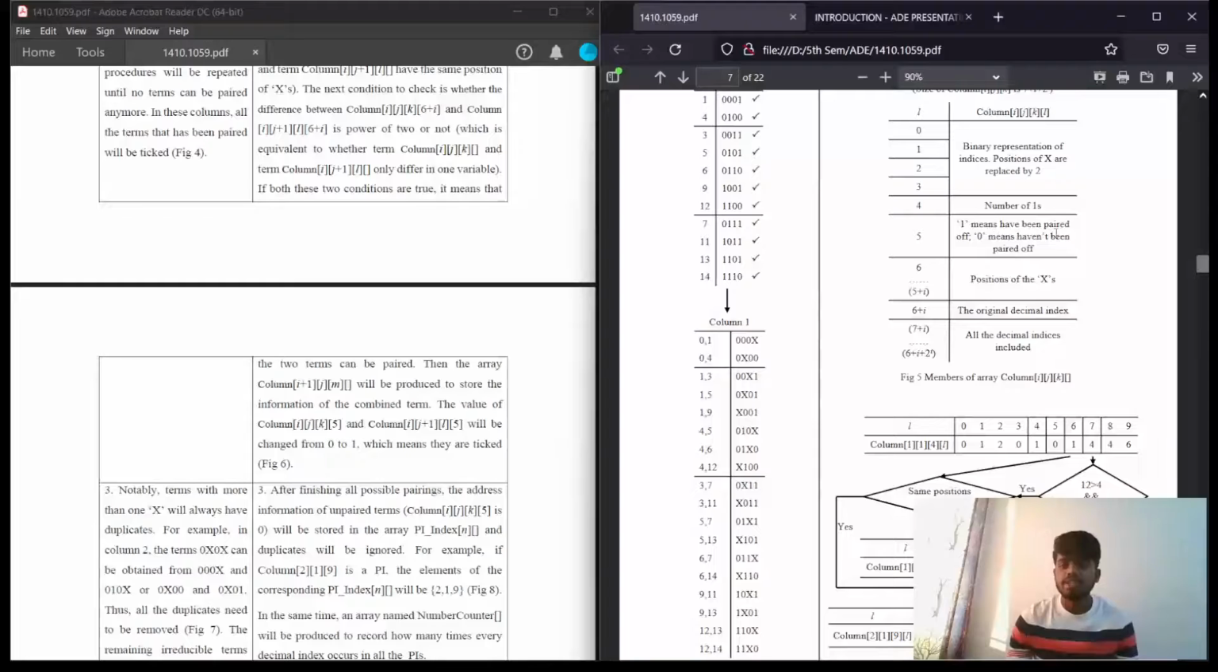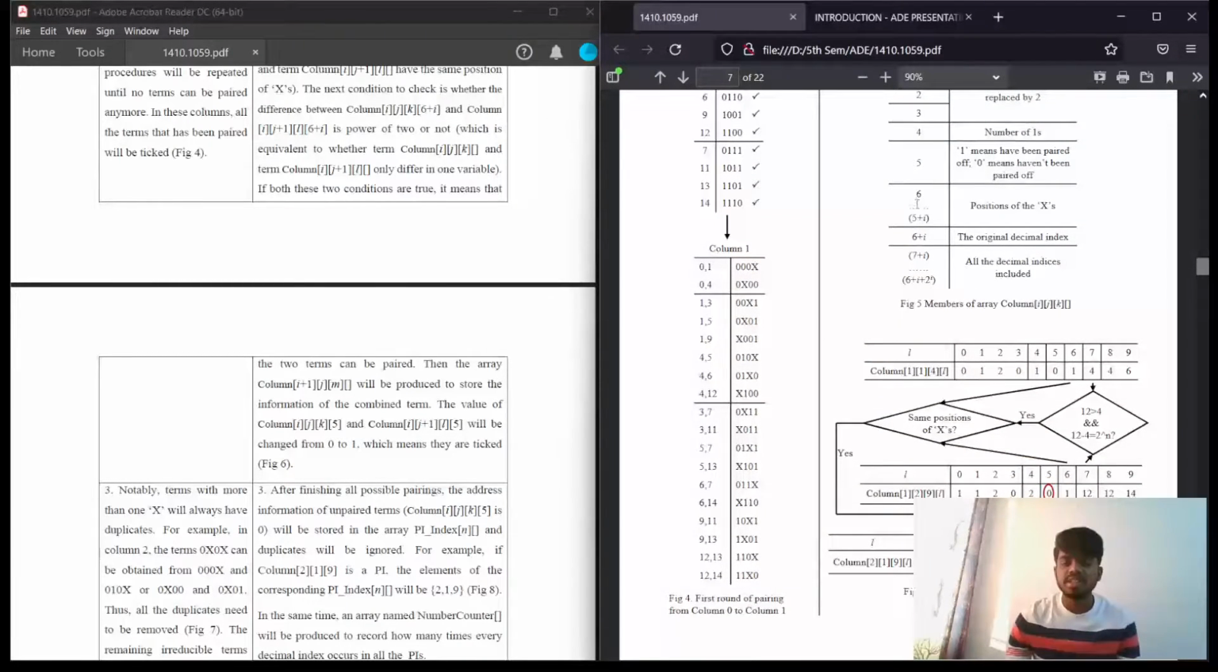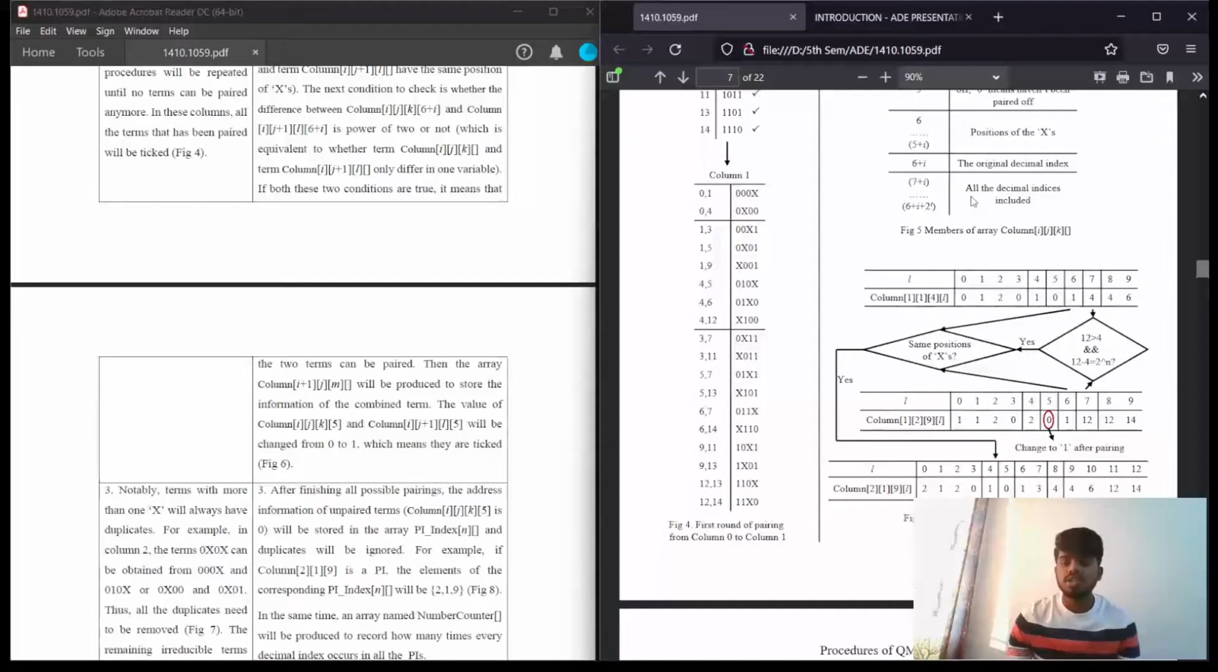And the fifth place is like what you would have studied in computer organization. If the bit is set to 1, it means the process has occurred; if it is 0, it means the process has not yet occurred. The same way here, if the value is 1, it means it has been paired. If the value is 0, it has not been paired. Then the corresponding positions of x are given, and after that, the original decimal index is written. And in the last few places, all decimal indexes are included.